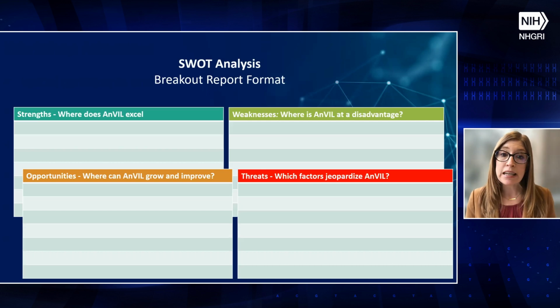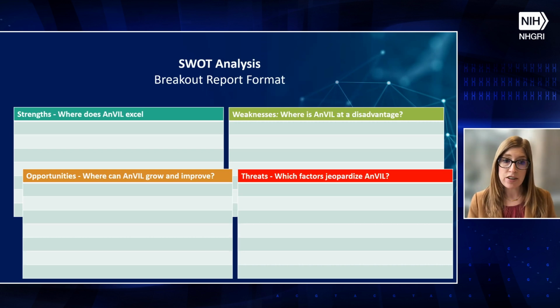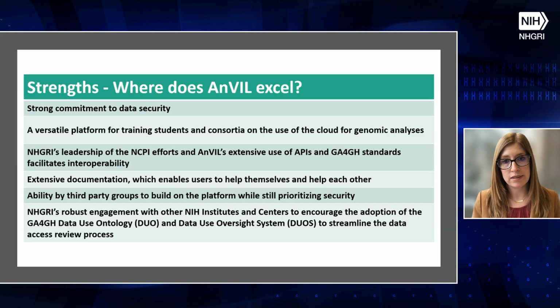As I mentioned at the beginning, we used the SWOT analysis framework to work through this. So we looked at the strengths: where does AnVIL excel today? Their weaknesses: where are they at a disadvantage? The opportunities that they have for growth and improvement, and then the threats: what are the factors, both internal and external, that would jeopardize the future of AnVIL? Next slide, please. I'm going to just very briefly mention a couple of strengths.